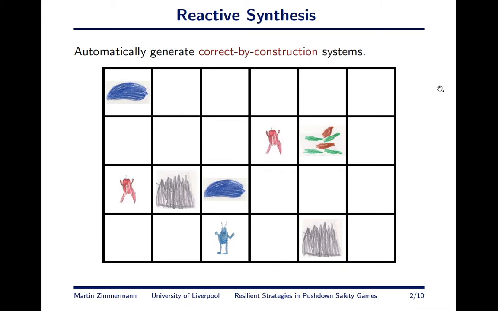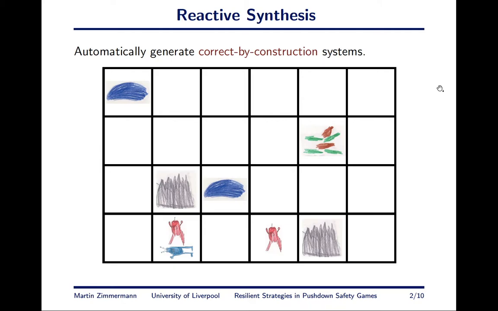And now we see that here it's getting a bit close for the blue robot, and at the end it's caught. So one specification you could have for your system, so the blue robot, is to never get caught by the red robots, to survive forever.